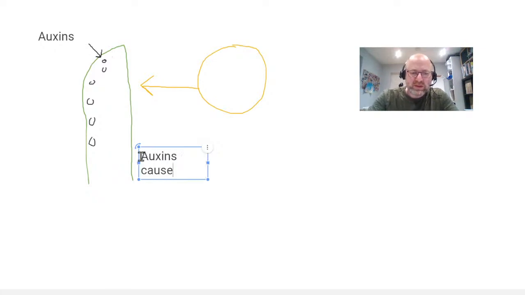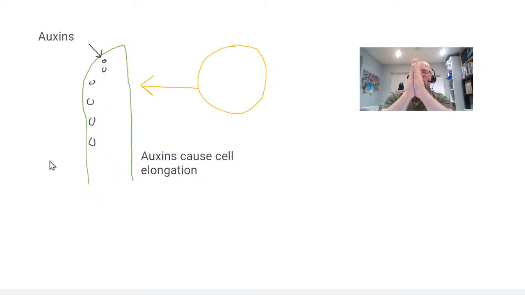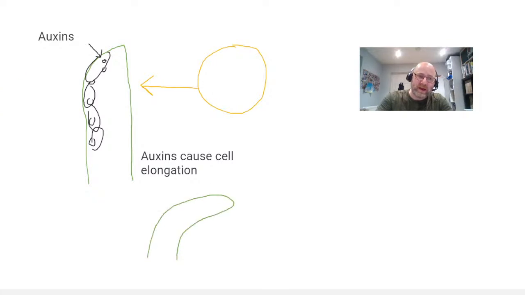Auxins' effect on shoots: auxins cause cell elongation. You're going to get marks for saying that. You can just say they cause the cells to grow. They cause the cells to elongate. Think about it. If this is the dark side and this is the light side, if this side grows more, it's going to cause it to bend towards the light. So these cells over here, they're going to get bigger. The auxins cause the cells to get bigger, and this is going to cause our shoot to bend towards the light like this. Why is that an advantage for the plant to bend towards light?